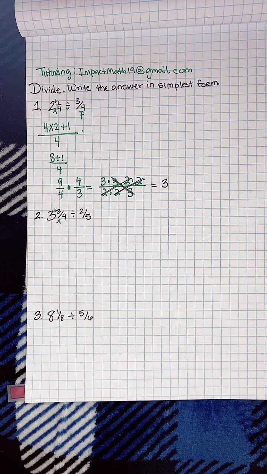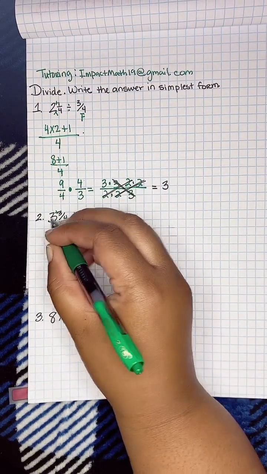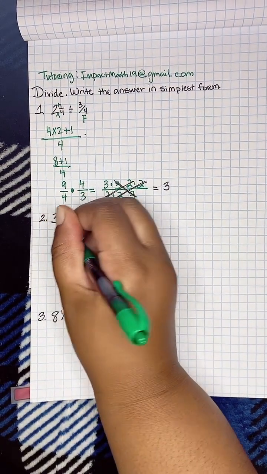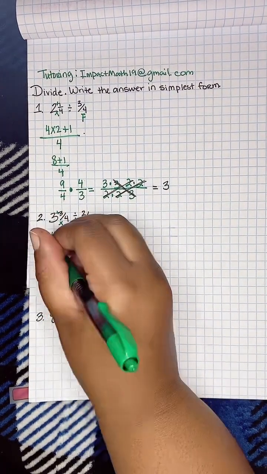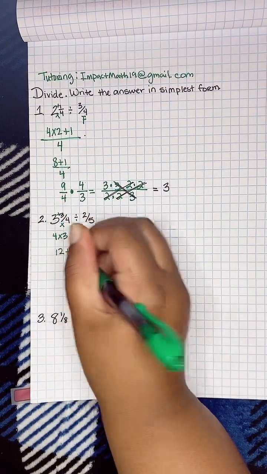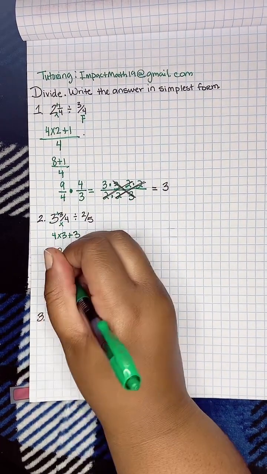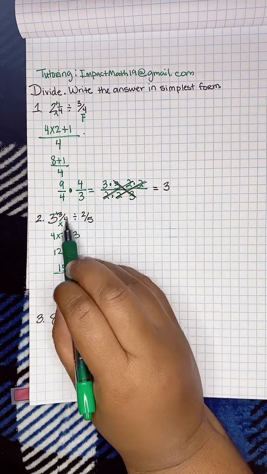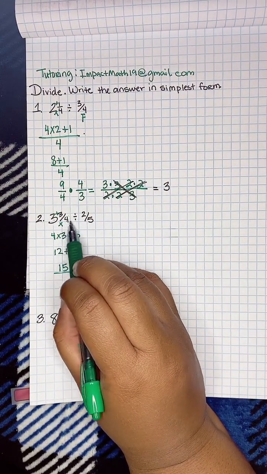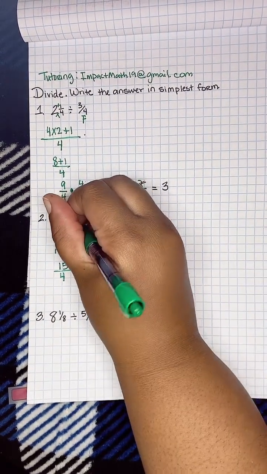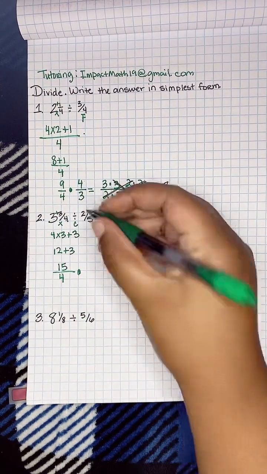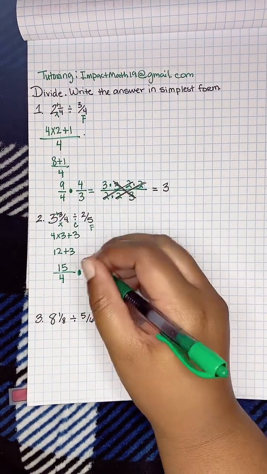15/4. Perfect. Yes, 15/4. So 4 times 3 gets us 12 plus 3. That's where they're getting the 15, okay? And it's always over the same denominator, the bottom number. Good. We're going to change this to times, and then we're going to flip this to 5/2.